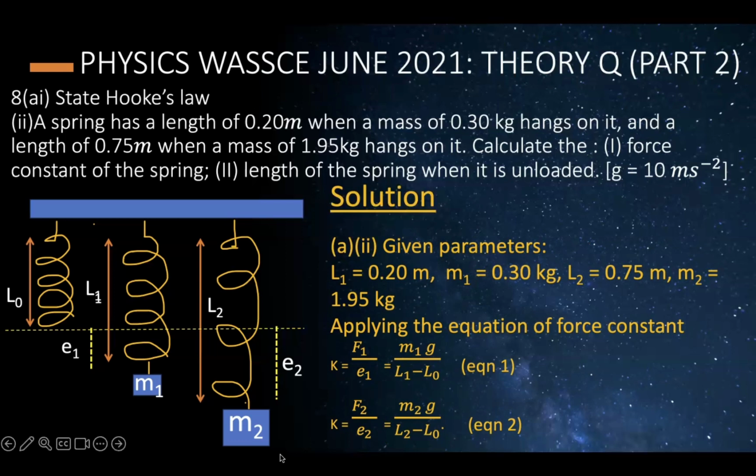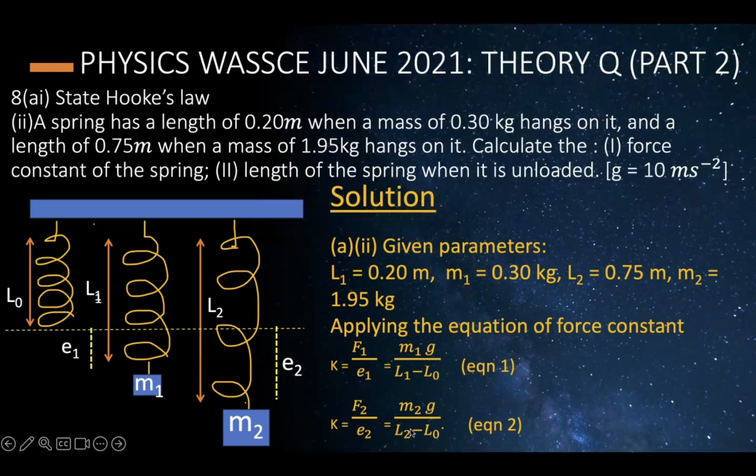But here we are focusing on just the equations. You're not substituting yet. So you have F1 over E1. If you open F1 up, you get M1 times G all over L1 minus L0, which should give you E1. Remember, we know L1, but we don't know L0. But we know M1 and G. We do not know K. So this first setup will be your equation 1.